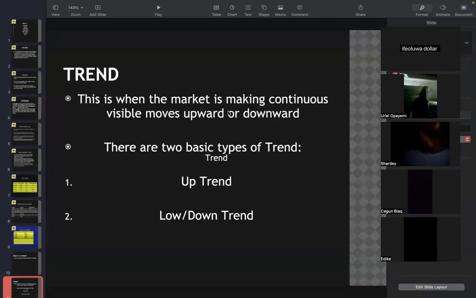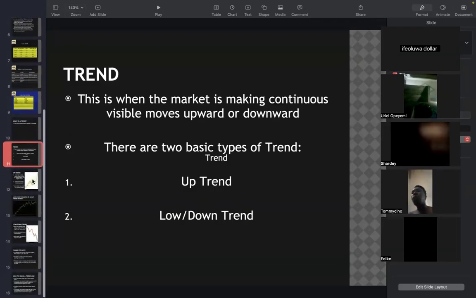This is when the market is making continuation. Don't forget I said something. The market always moves in two kinds of ways, either up or down, either you buy or you sell. That is how the market moves. And you can see up or down. That is it. There is nothing. It's not actually hard.